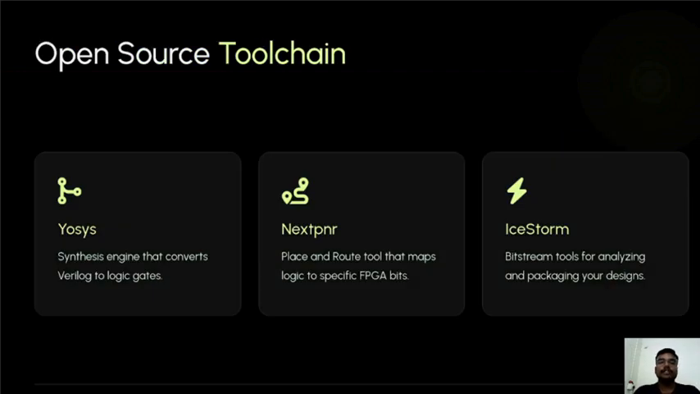The tools we are using for the programming of this FPGA, the first one is Yosys. So you have to download Yosys. It's open source, completely available on GitHub. And this Yosys actually helps us to synthesize the design, converting our RTL design to the netlist.